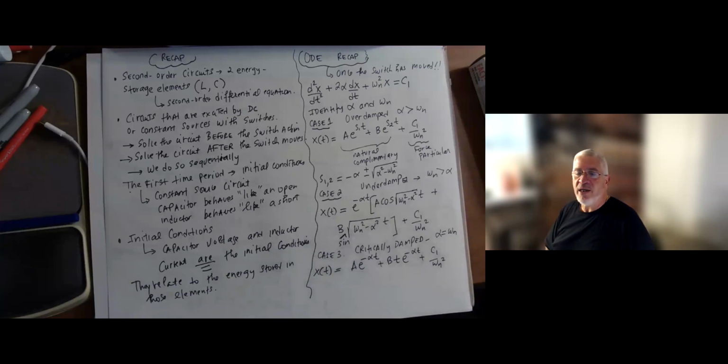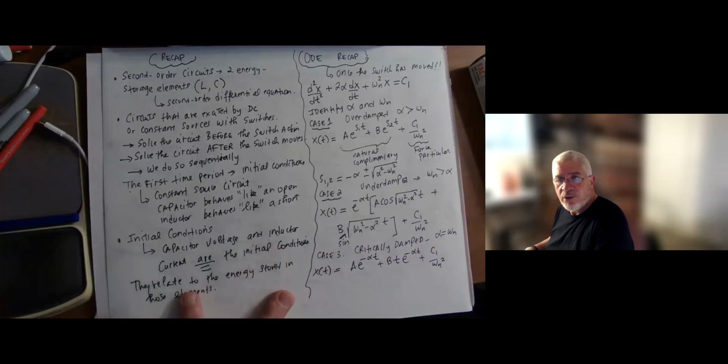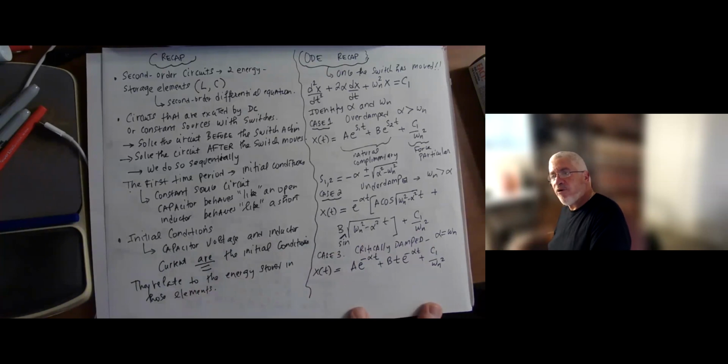The constants A and B are found from the initial conditions on the capacitor voltage and the inductor current from the previous time period. Okay, so I'm hoping this is a circuit recap of key points. This is a recap of your differential equation course content that pertains to circuit analysis that we are doing right now in the second order part of circuit analysis.